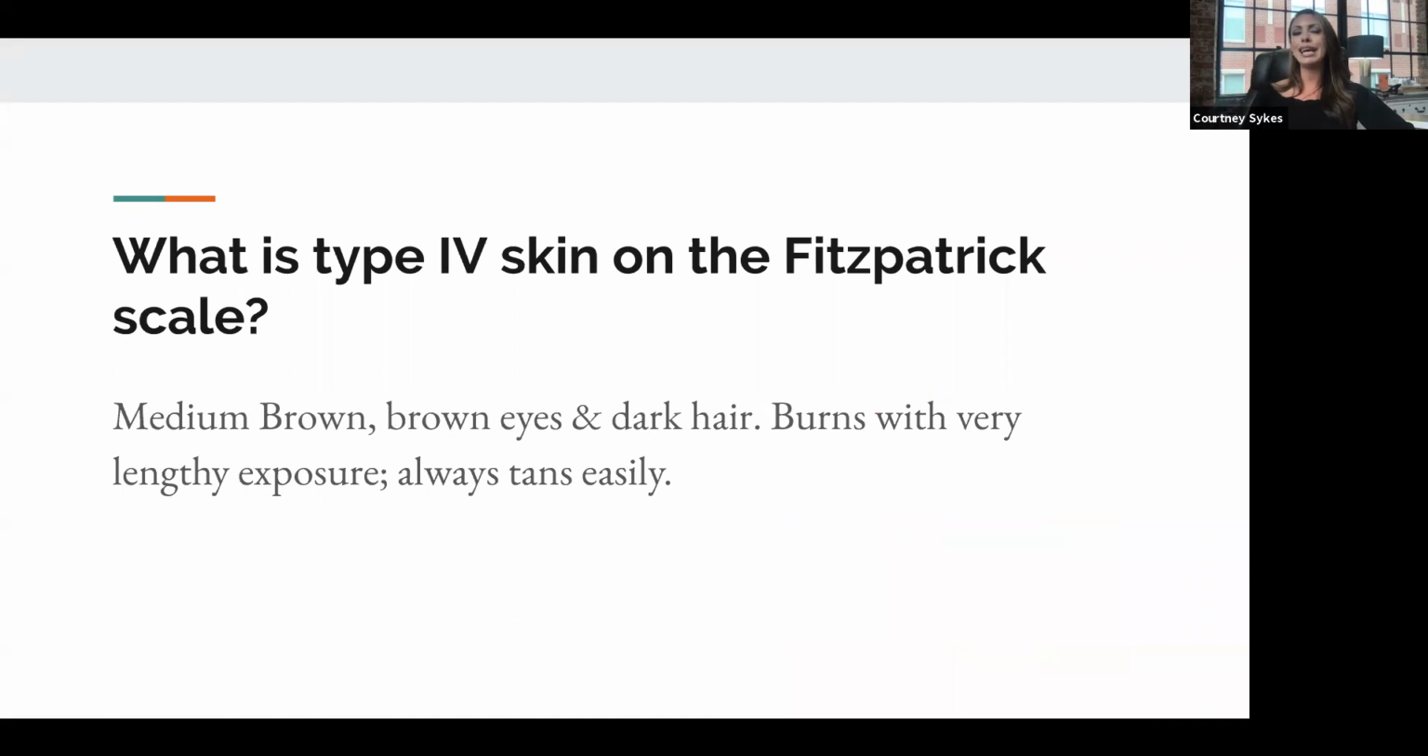From type 1 to type 6 on the Fitzpatrick scale, everybody needs sunscreen always. You are not immune to skin cancer issues, not one of you. So just make sure you're wearing your vitamin C and then putting your sunscreen on, and that is so important.